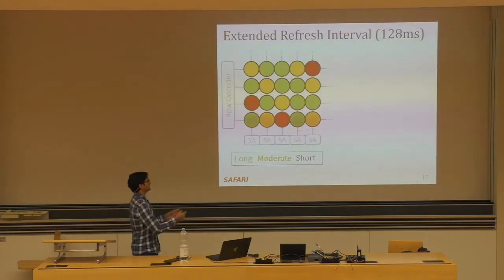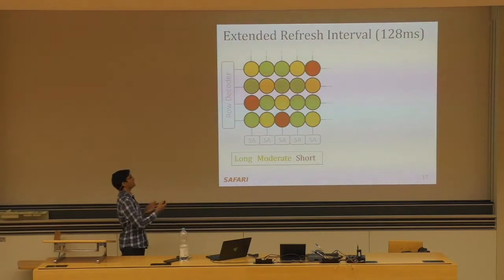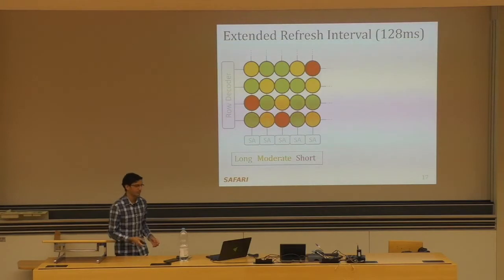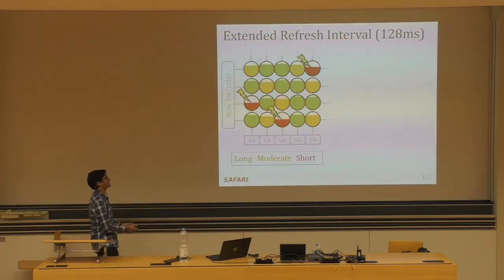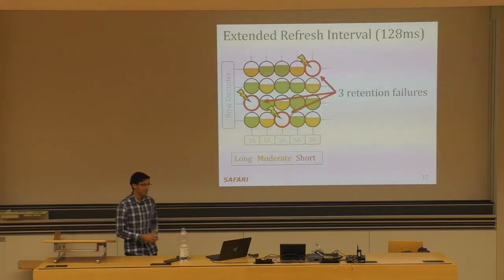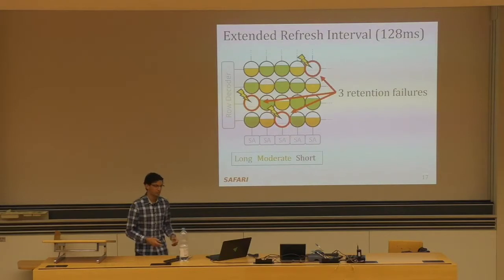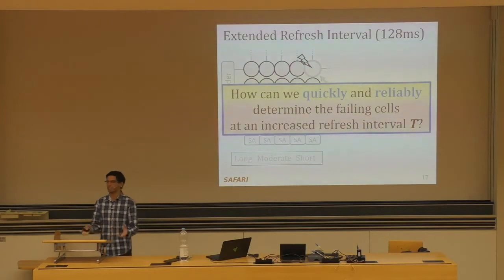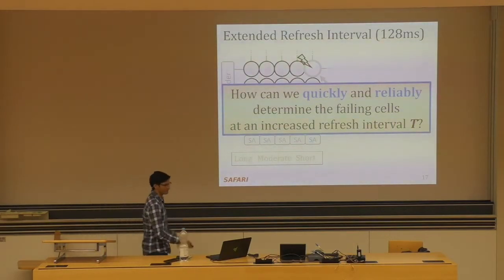So if we put this back together into our original picture, but this time we extend the refresh interval to 128 milliseconds, which is double the default, right? We actually find that the cells which are shown in red with the short retention time degrade voltage so far that they experience retention failures, right? And so the problem that we want to solve in this work is how can we quickly and reliably determine the set of failing cells at any given increased refresh interval t, right? That would be the ideal problem.